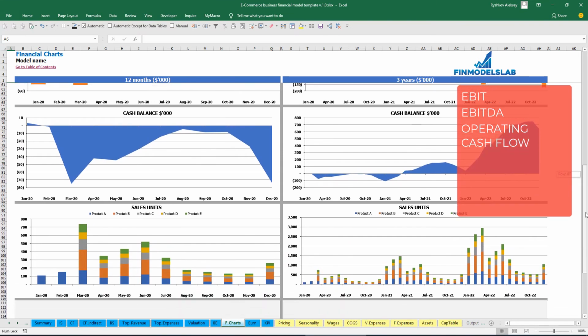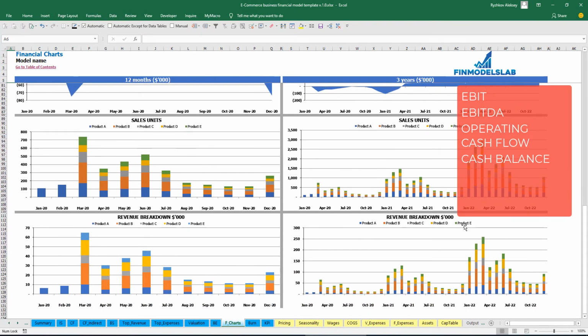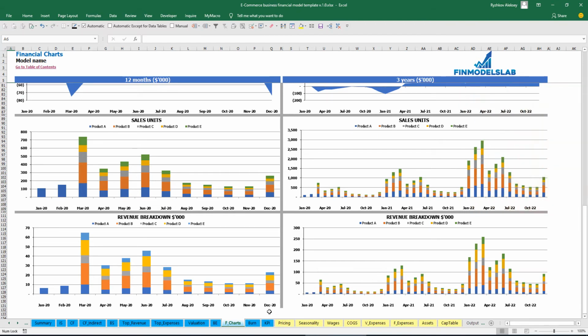The next set of charts will show you the cash balance by months. On the next, you will see the sales units by different products as stacked charts. You may see on these charts and review the seasonality factor, for example. And on the next and the last set of charts, you will see the revenue breakdown for the same products. Again, on these charts, you may see the seasonality of your sales.